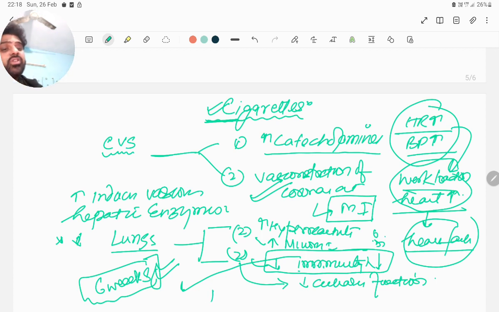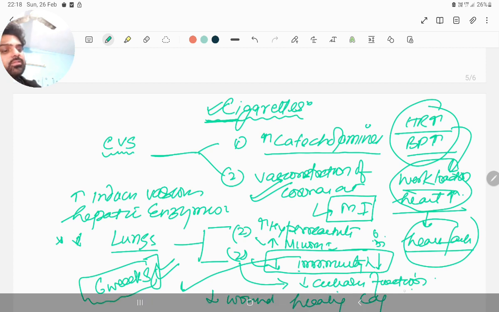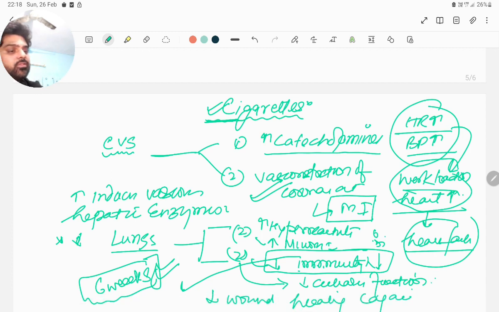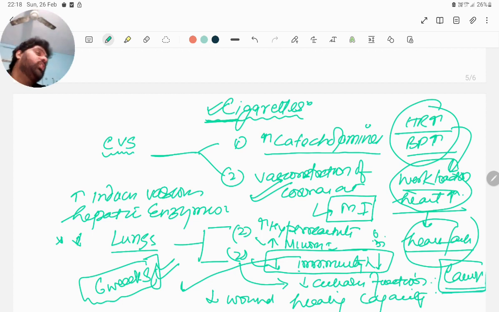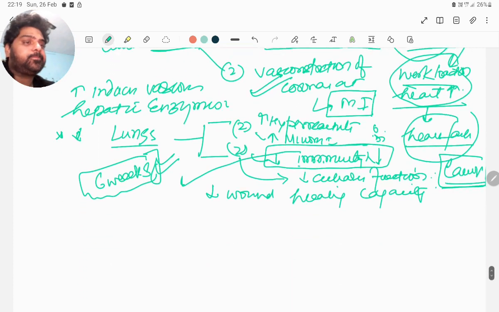This cigarette also decreases wound healing capacity. Plus it is also carcinogenic, as we all know that it can cause bladder carcinoma, it can cause lung carcinoma, it can cause blood cancers. So all this is the normal effect of cigarettes. We have to understand what is the normal effect of the cigarette.